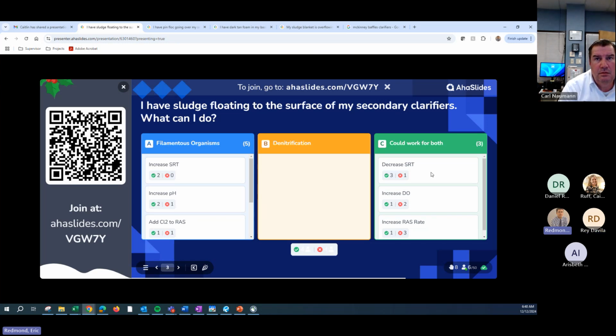And yeah, even adding on to it, decreasing SRT, assuming you don't have a high F to M. If you have a high F to M, that's a different situation. But at some point, you need to decrease some of the SRT because you've got to waste some of the filaments out of the system. Yes. So it's all a balance, though, watching your system.